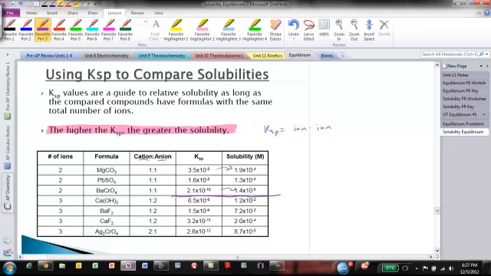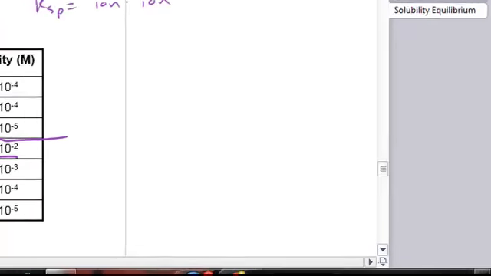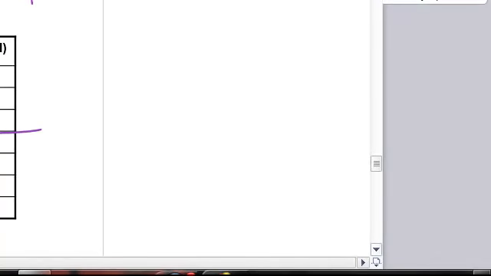They're going to compare. And so same thing when we look down here. These are ranked as well, with the highest Ksp being for calcium hydroxide, and it also has the highest solubility. So if they compare two things, it's just the higher the Ksp, the greater the solubility.